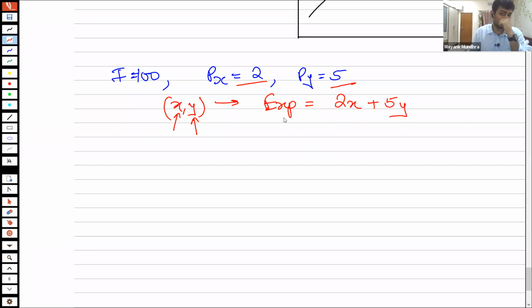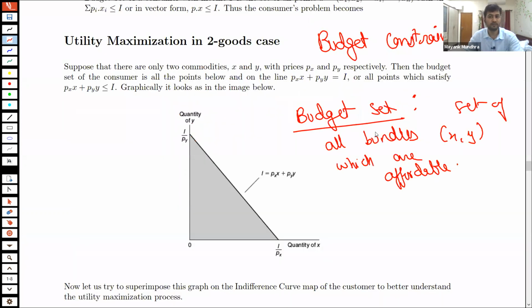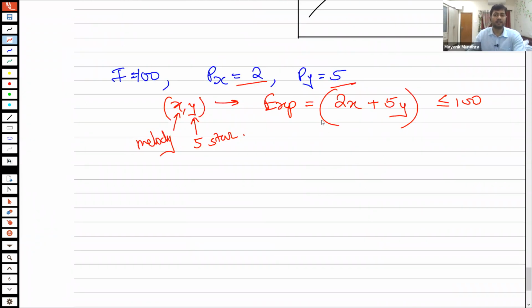So suppose X is, let's say, melody, and Y is, let's say, 5 stars. So 2 times melody plus 5 times 5 star. So that would basically make it the total expenditure that I do. Now this total expenditure has to be less than or equal to my income. That is the idea. 2X plus 5Y should be less than or equal to 100. Okay. So that is my budget set. This equation defines my budget set.